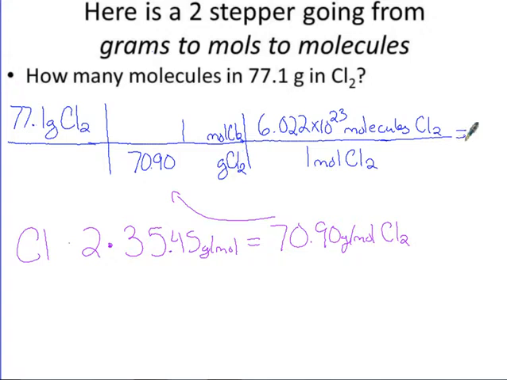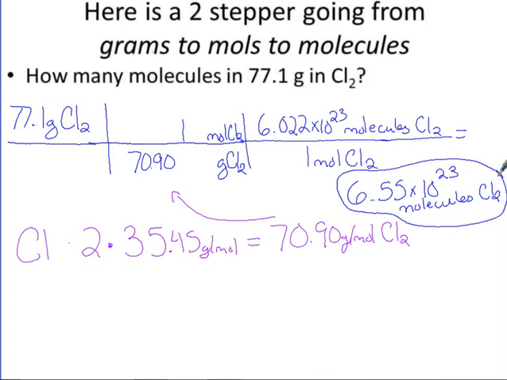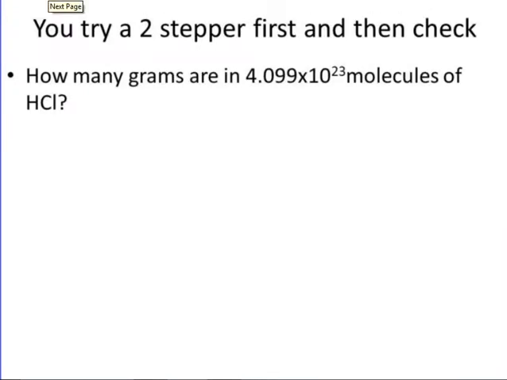Multiply that through, and I end up with how many sig figs? Only 3, because I've got 1, 2, 3 sig figs here. Gets me 6.55 times 10 to the 23rd molecules Cl2. And I circle my answer there. Boom. There's a two-stepper. Same skills we've been doing, just a new twist. I want you to try this one on your own. Press pause. Try this one out.